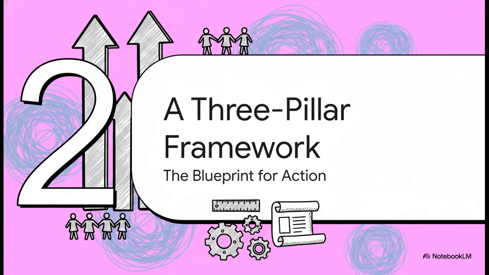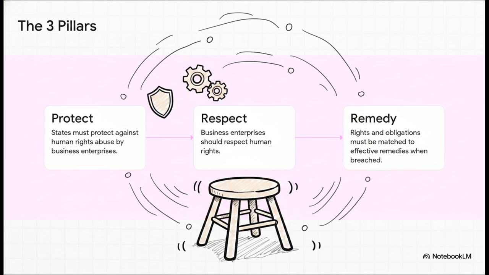So to deal with this, the United Nations didn't just write another dusty report. They created a really authoritative, globally endorsed framework for action. It's a practical guide for governments and companies alike. And here it is. This is the heart of the whole thing, the Protect, Respect, and Remedy framework. People often call it a three-legged stool, and it's a great metaphor because if you take away any one of those legs, protect, respect, or remedy, the whole system just collapses. Every single part is absolutely crucial.